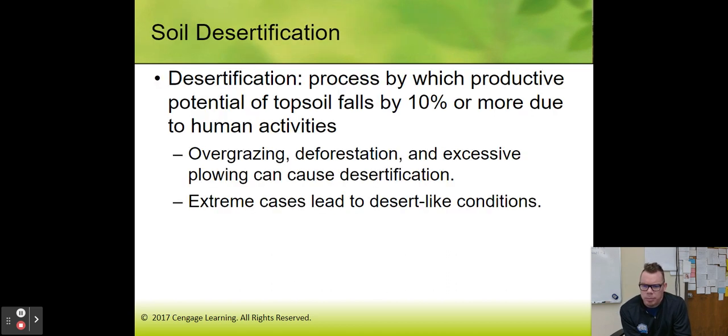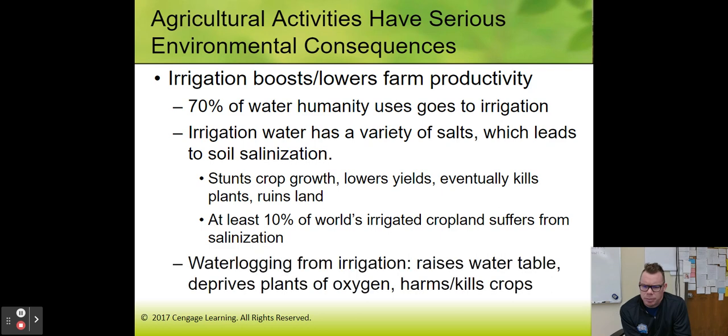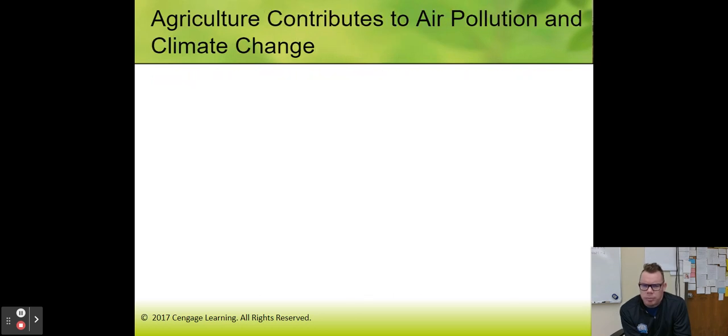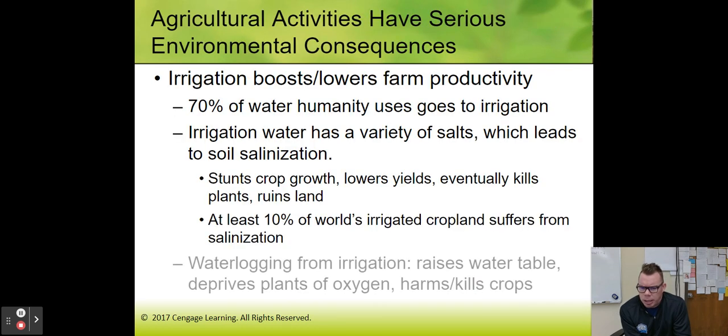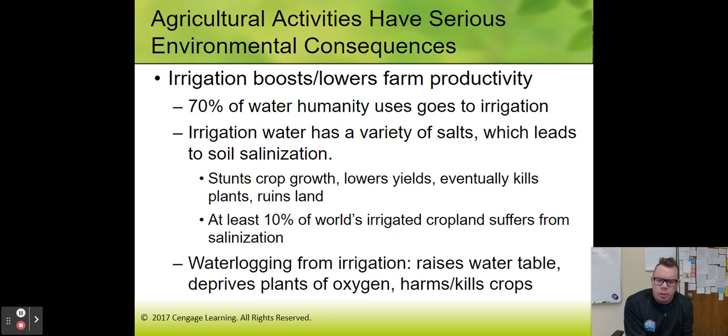Side note: this is one of our where's soil salinization? Waterlogging from, I have it written there. Okay, so this right here, I'll put that up. Waterlogging from irrigation raises the water table, and so on.